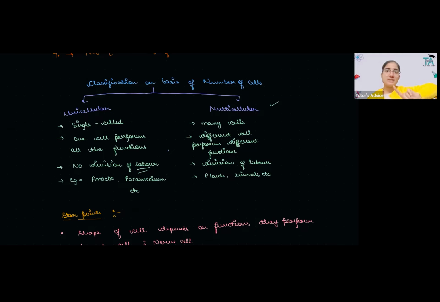Same case is going to be there in the multicellular organism. Different cells have got different functions to perform, so they perform their functions respectively, and that is how an organism is going to survive. Correct. In the unicellular organism, we don't have that privilege. There is no division of labor, which means one cell is going to do all the functions. Coming to the examples, we have amoeba and paramecium in unicellular organisms, but when you talk about multicellular organisms, we have plants and animals. So I hope you have understood till here, the classification on the basis of number of cells.